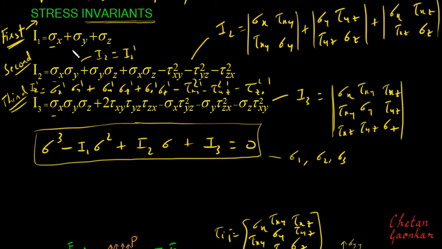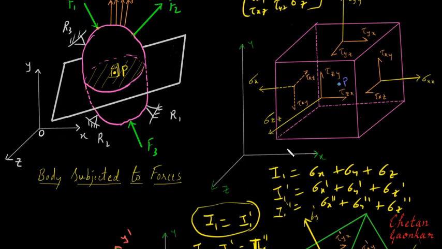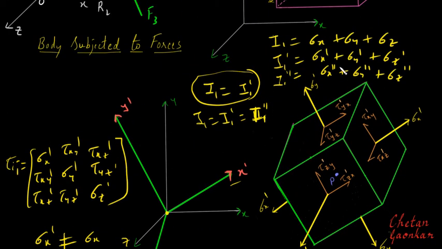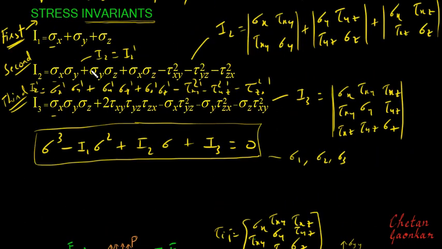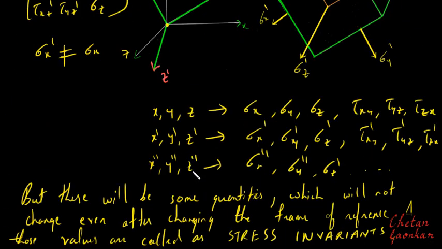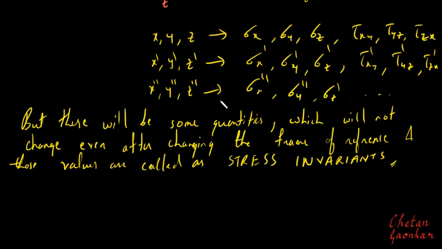So if someone asks you what stress invariants are, you can say that the values of stresses in a stress component will change with a different frame of reference, but there will be certain combinations of these stresses which will never change with any different frame of reference, and those combinations of stresses are called stress invariants. All right, so stress invariant means something which doesn't change, something which doesn't vary with a different frame of reference. So that is why these terms are called stress invariants.